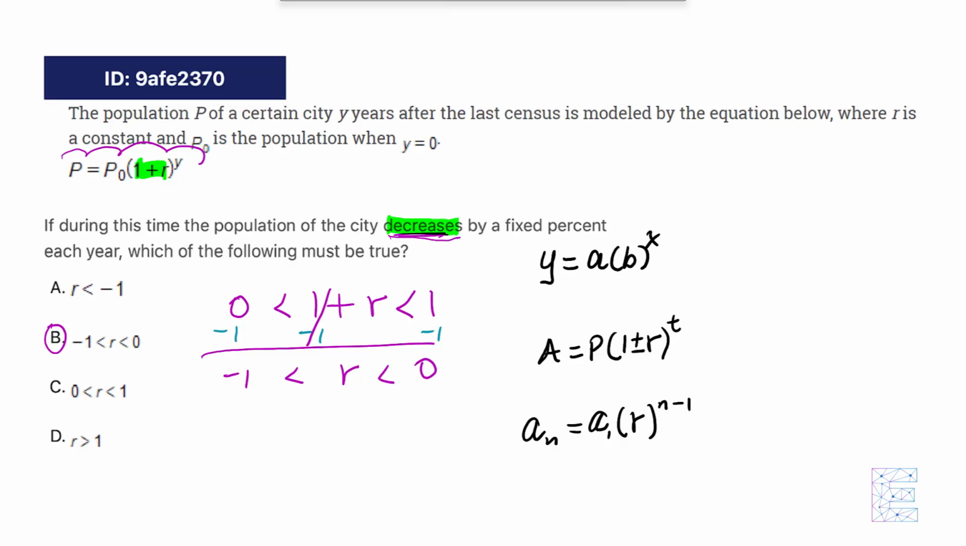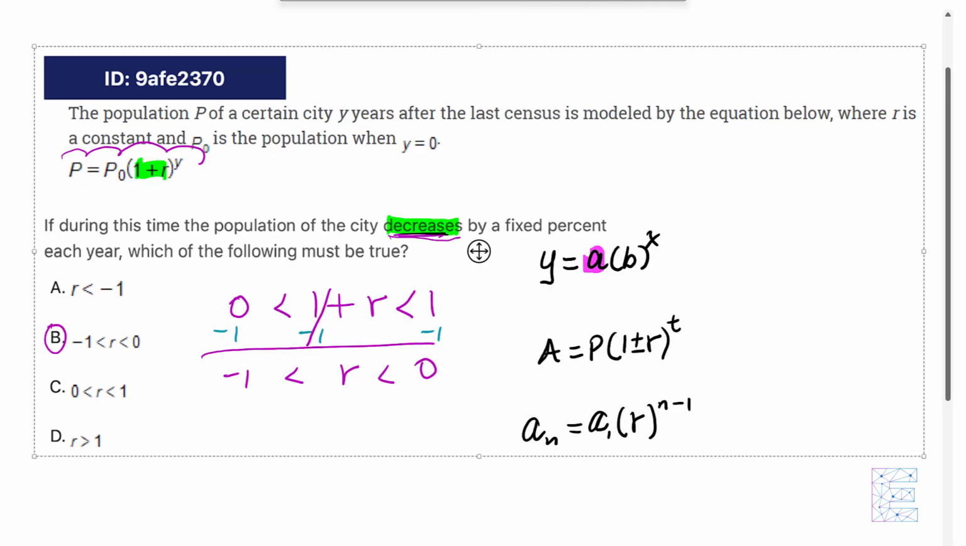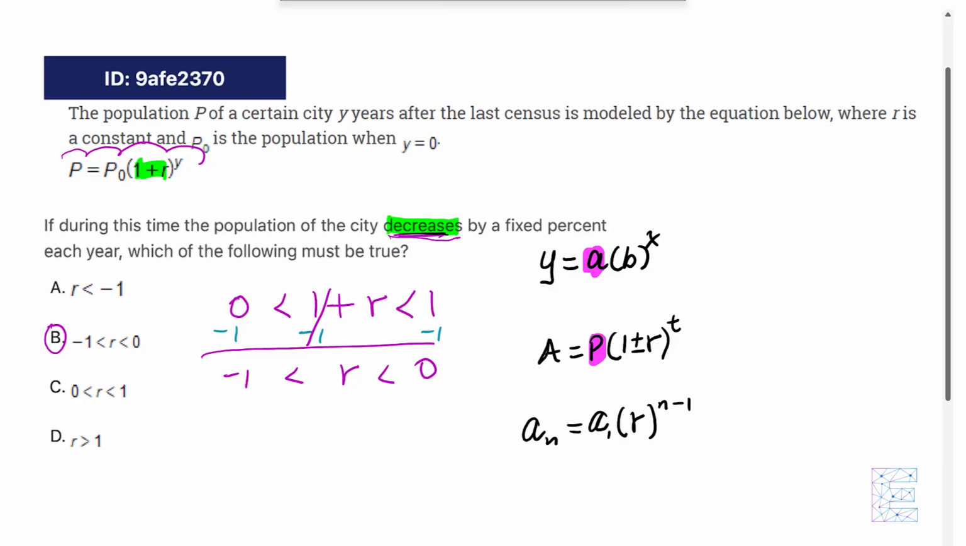Now, in all of these cases, they really abide by the same rule. The first digit is the initial value. So you can see in this case, a would be the initial value, P would be the initial value, a sub 1 would be the initial value. And then to determine whether you have a growth or decay, you look at what's inside of the parentheses. So for the first one, you'd be looking at b. For the second one, you'd be looking at 1 plus or minus r. For the third one, you'd be looking at r.